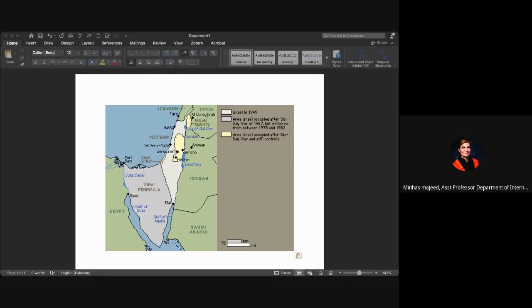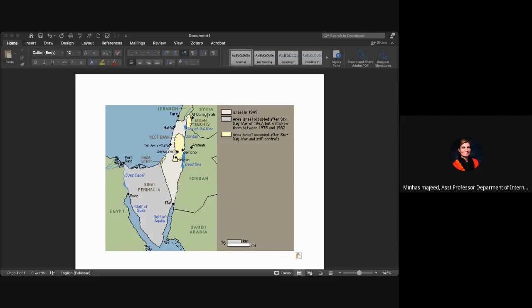Okay. So if you see, the white area in this map is Israel in 1949. The light gray is the area Israel occupied after the Six-Day War of 1967, but withdrew from between 1975 and 1982. So this is the area basically that came under Israeli control. And the yellow area was occupied after the Six-Day War and still is under the control of Israel. That was the Gaza Strip and Jerusalem, Jericho, Hebron, and the West Bank. These areas are still under the control of Israel.